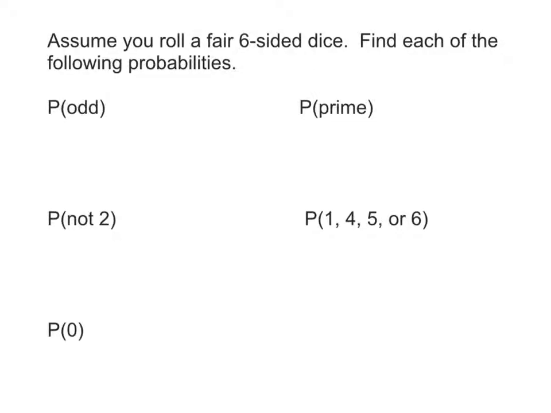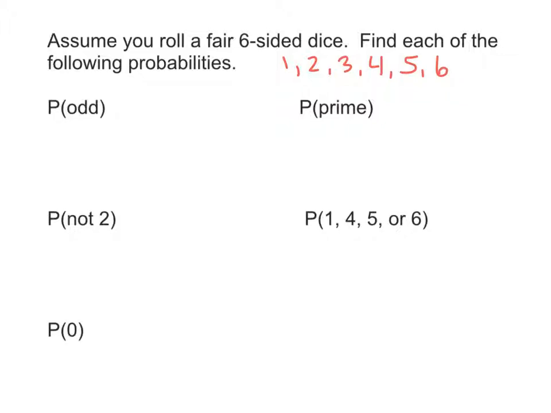In this lesson, we're going to do some problems involving some simple probability. So if you take a look at this first scenario, it says, assume you roll a fair six-sided dice. Find each of the following probabilities. In a fair six-sided dice, we have sides that have 1, 2, 3, 4, 5, and 6 on them. So basically we have 6 total possibilities.